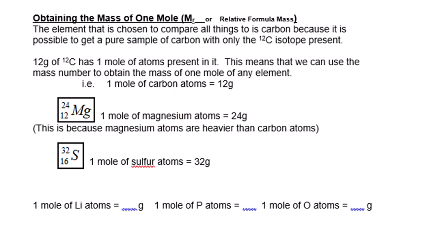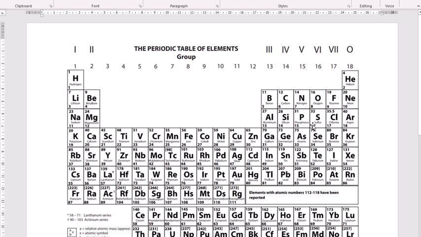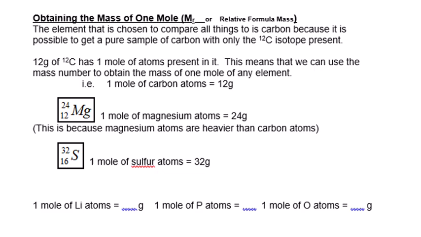Let's take sulfur. So go back to our periodic table. There's sulfur, the number above it's 32. So what we do with it is we weigh out 32 grams of sulfur. So 1 mole of sulfur is 32. So what that means is if you want to get 1 mole of any element, you simply go to the periodic table and you take the number above it.